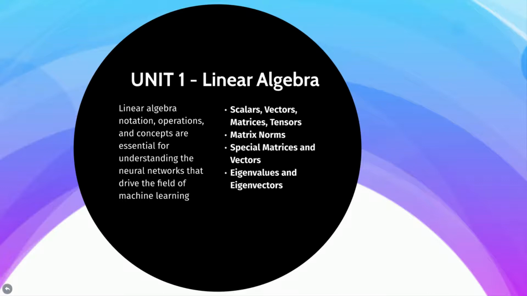Throughout the field of machine learning, linear algebra notation is used to describe the parameters and weights and structure of different machine learning algorithms. As a result, it's absolutely essential that we develop a good linear algebra foundation so that we can understand how different neural networks are put together and how they are operating.